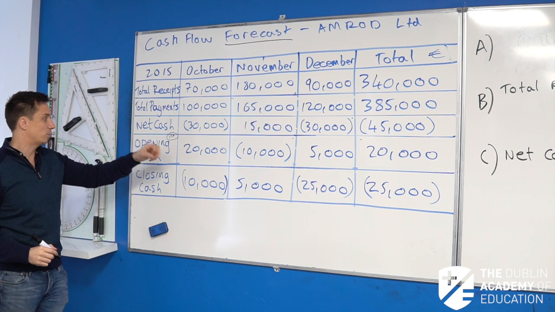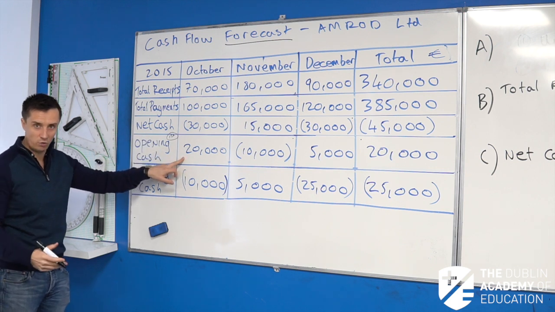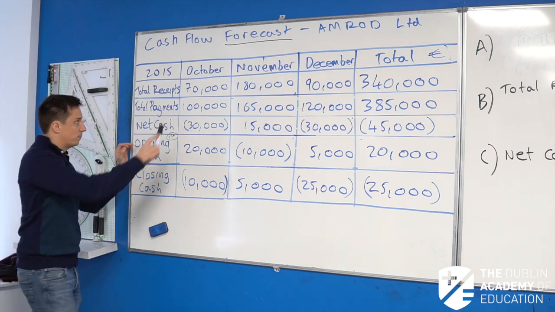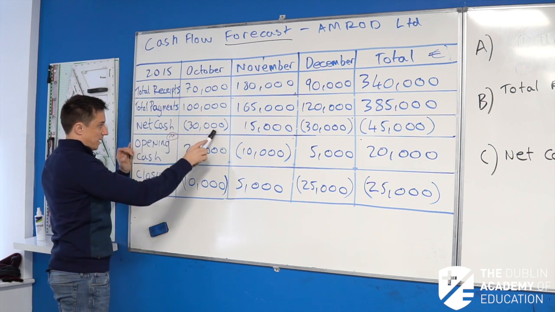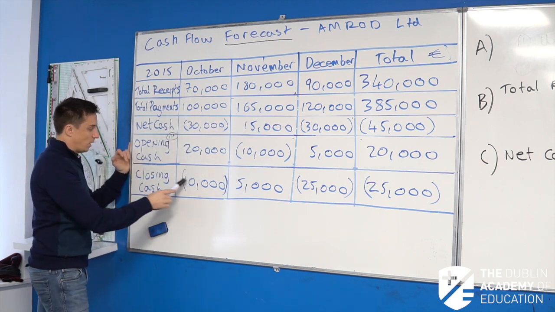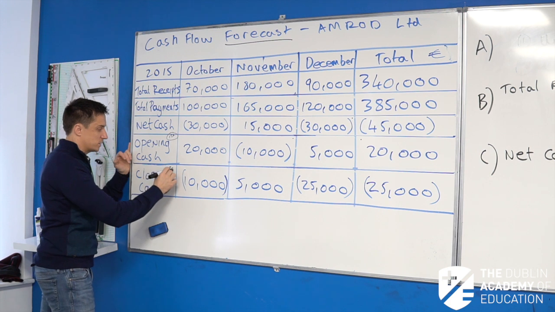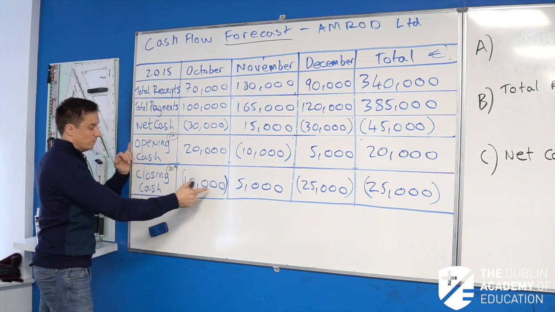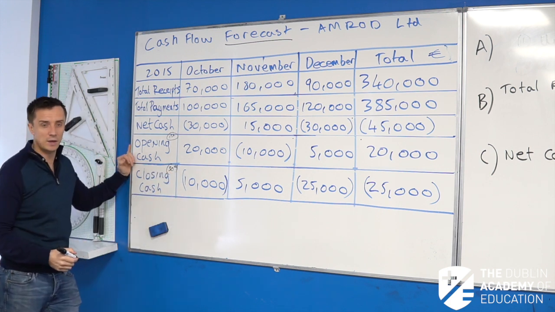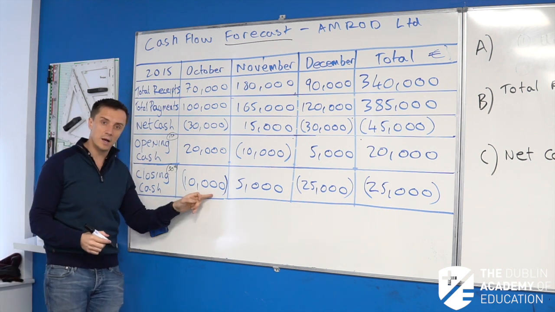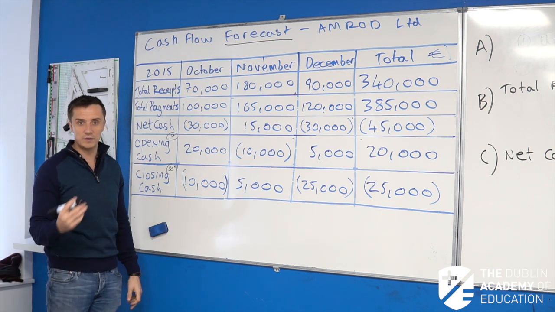So here we see, right, we're starting off on the 1st of October with 20 grand in the bank. However, looking at how our payments are going to go, I'll spend 30,000 more, and that'll leave me a problem on the last day of October, let's say around the 30th. I'll have a closing cash of 10,000. Now again, spot it there, guys, it's in brackets, so that's negative, it's a deficit.